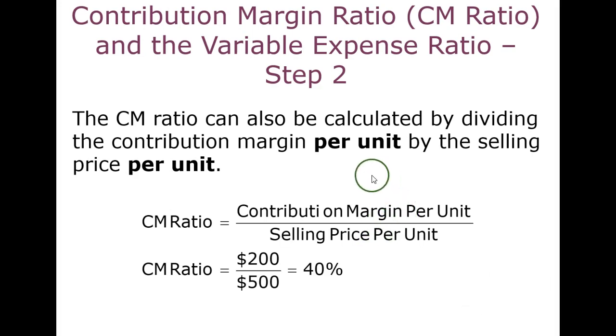The contribution margin ratio can also be calculated by dividing the contribution margin per unit by the selling price per unit. So this is showing us a different way to compute the contribution margin ratio, and you can do it with just per unit amounts and get the same thing. So $200 contribution margin per unit divided by the selling price per unit. That gives us the same 40%.